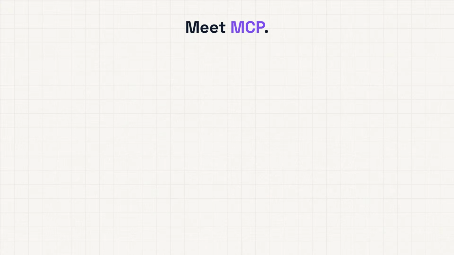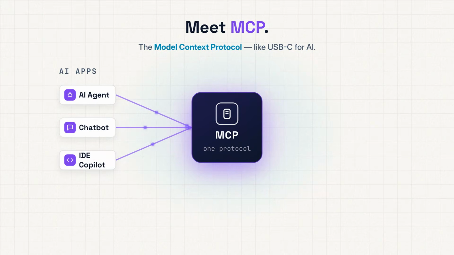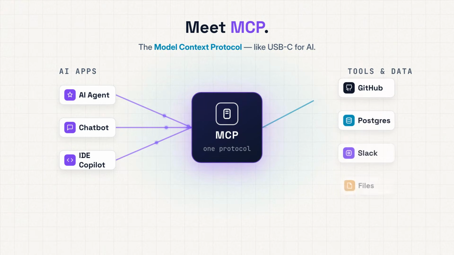This is the standard. It's called MCP, the Model Context Protocol. Here's the mental model. Think of it like USB-C for AI, one universal port that anything can plug into. Every AI app learns to speak MCP just once, one connection to the hub, and it's done. And every tool exposes itself through MCP just once.